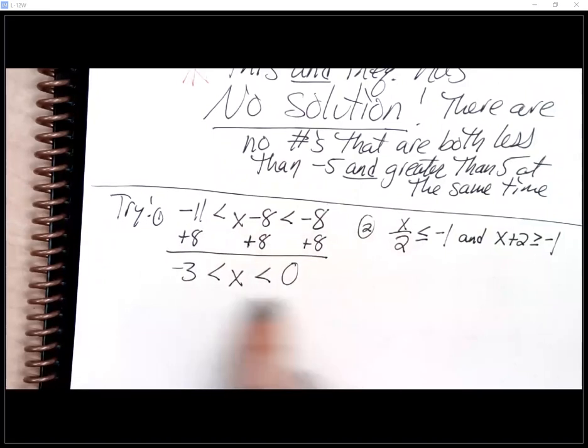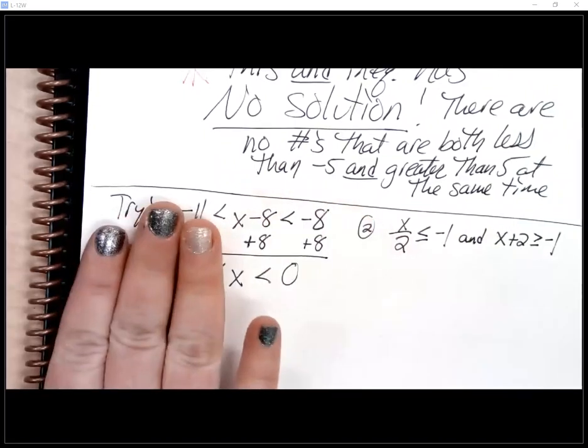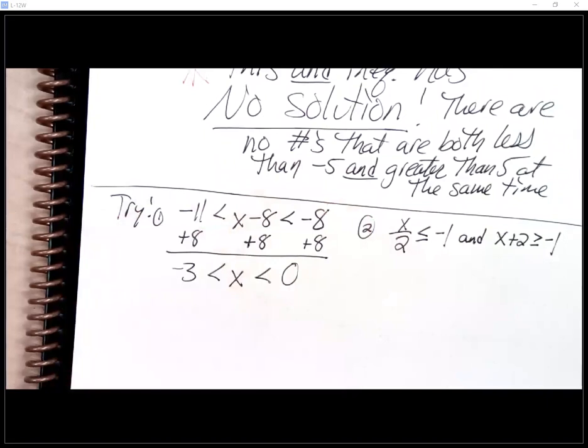Are there numbers that do both, that are greater than -3, that are also less than 0? Can you give me an example of one? Sure, -1. There are numbers that satisfy this. So I know that this is a legitimate answer.